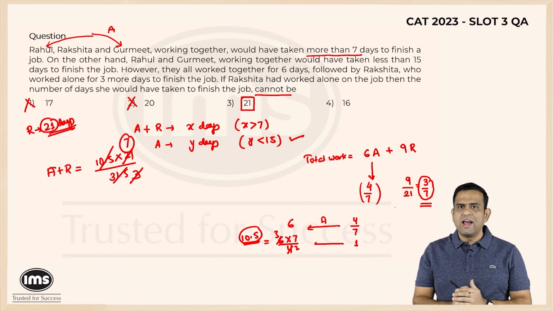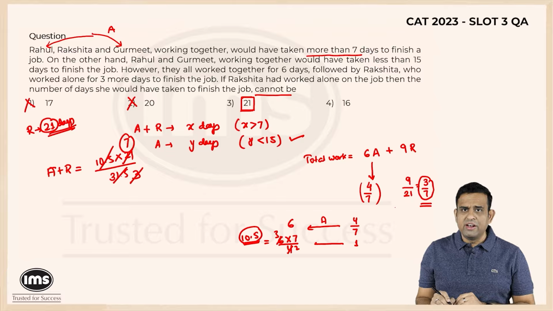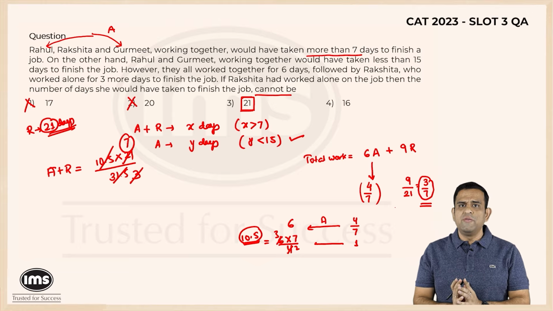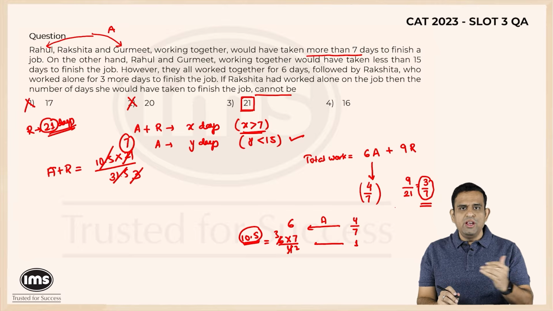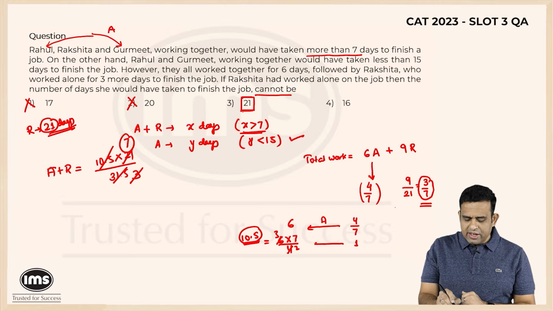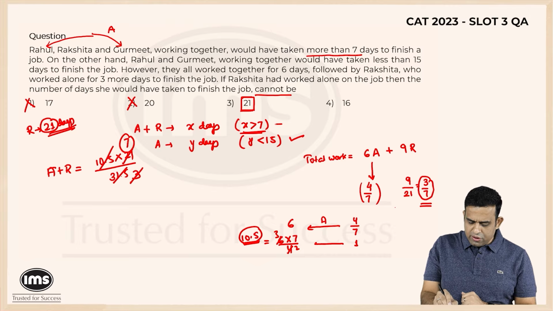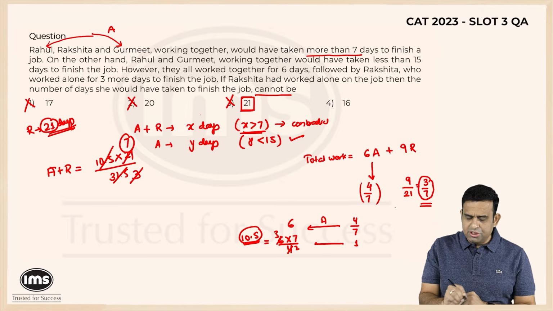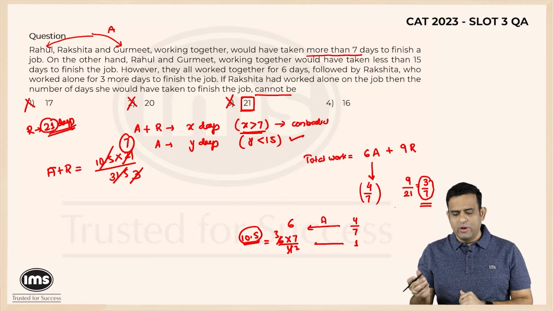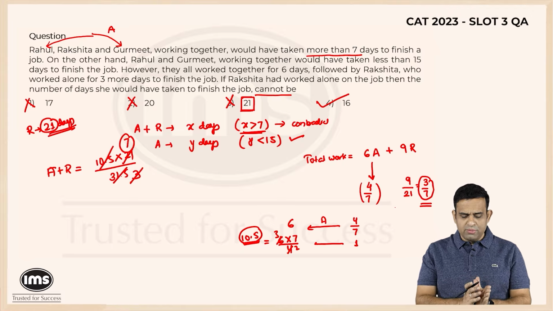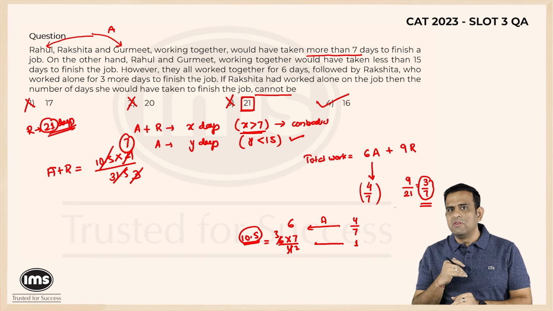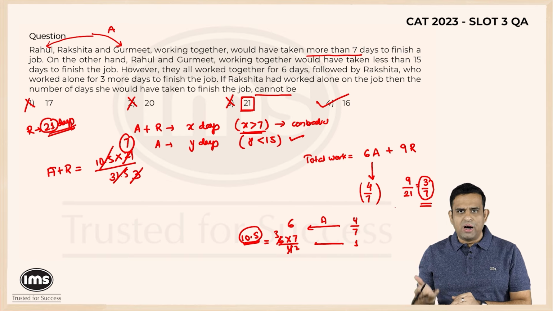So when I take R as 21, in that particular case, the group A and R will take 7 days, which violates this particular condition. It should be more than 7. And hence, since this contradicts this condition, option number 3 should not be the answer, and one can go ahead and mark option number 4. Please note, after eliminating option number 1 and option number 2, one can start with 16. If it satisfies, mark 16, otherwise choose the other option.